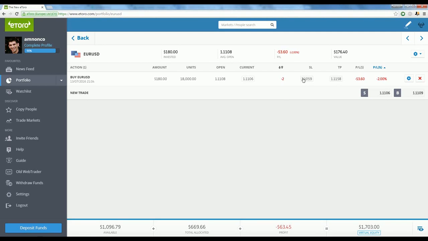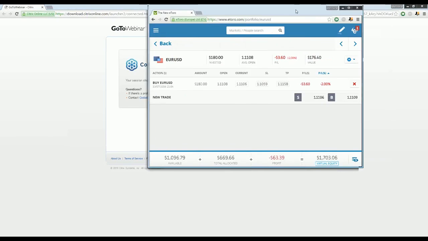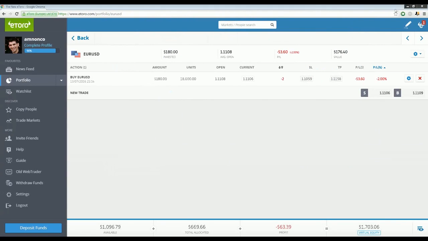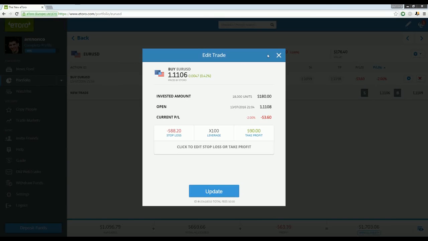Clicking on the stop loss in your portfolio is a shortcut to edit the stop loss, but you can also click on the cogwheel here. It has the same effect. So when I edit the stop loss, you see the checkbox is still here, and then I can turn it off and change to whatever rate I want it to be.